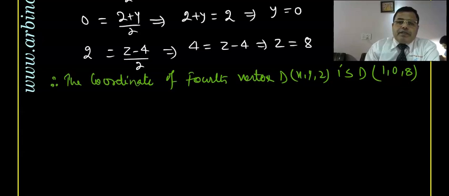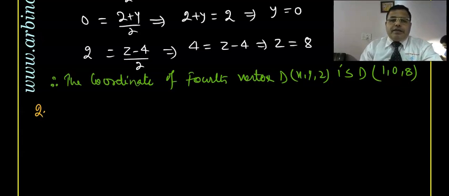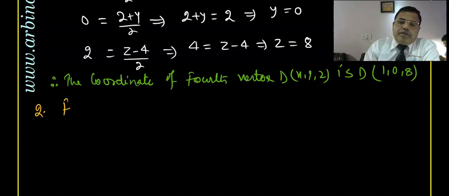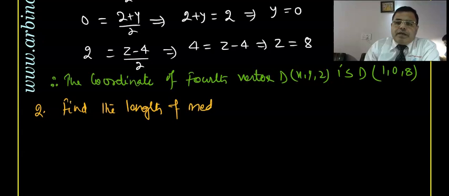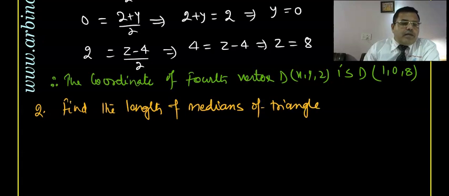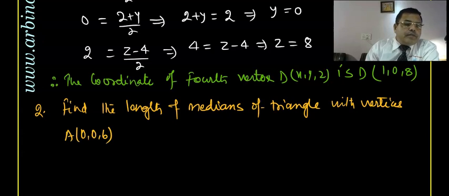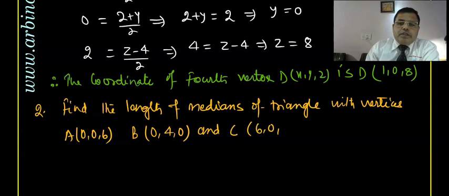Now we are looking for second question. So second question, what is second question? Find the length of medians of triangle with vertices A (0, 0, 6), B (0, 4, 0), and C (6, 0, 0).